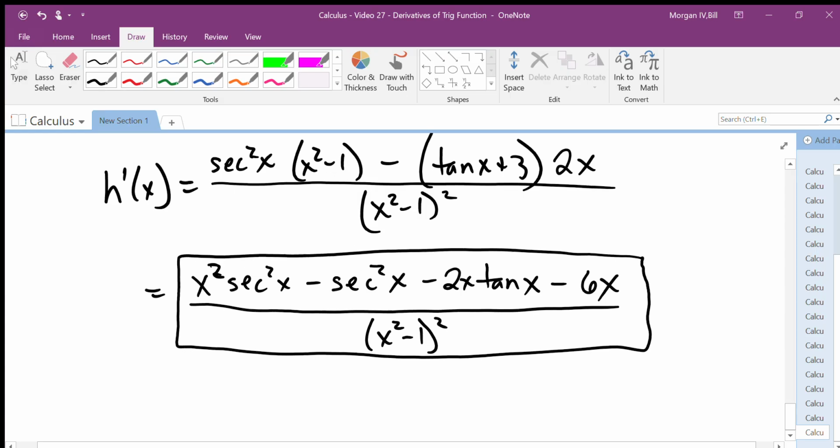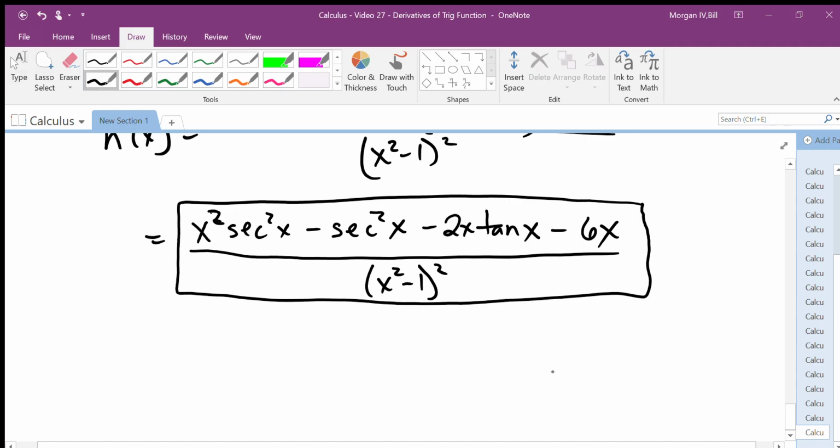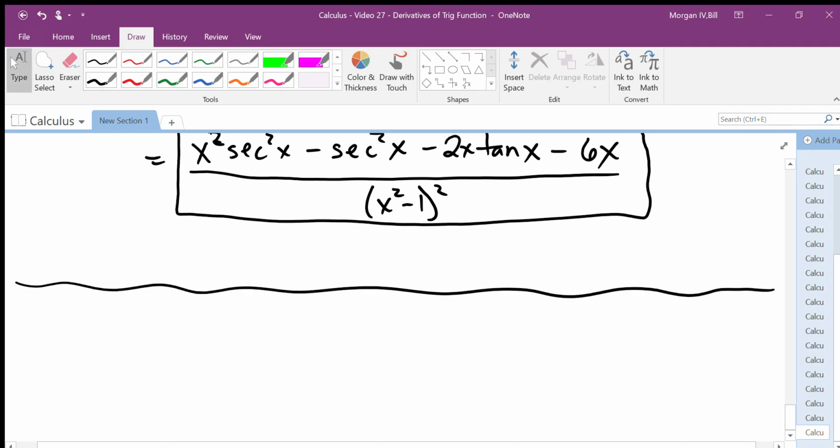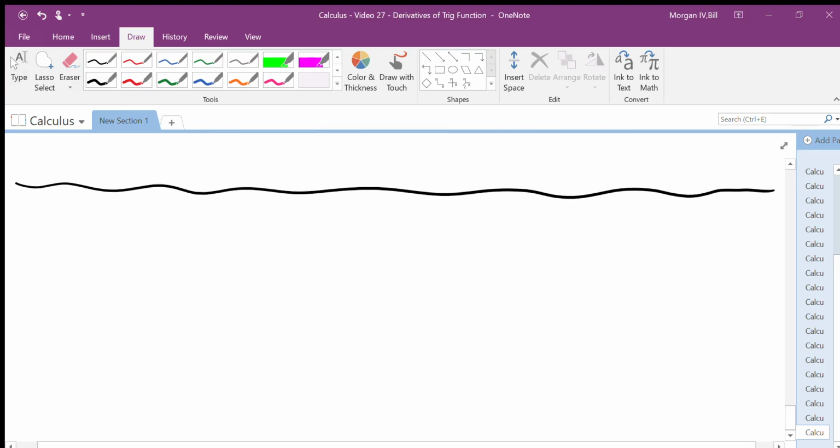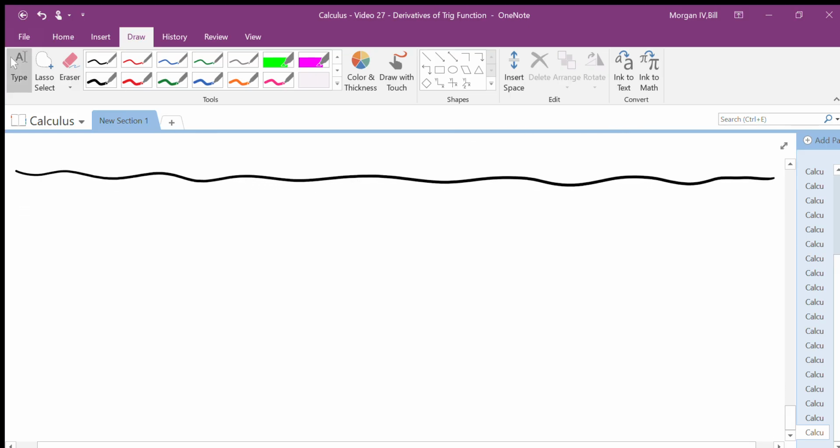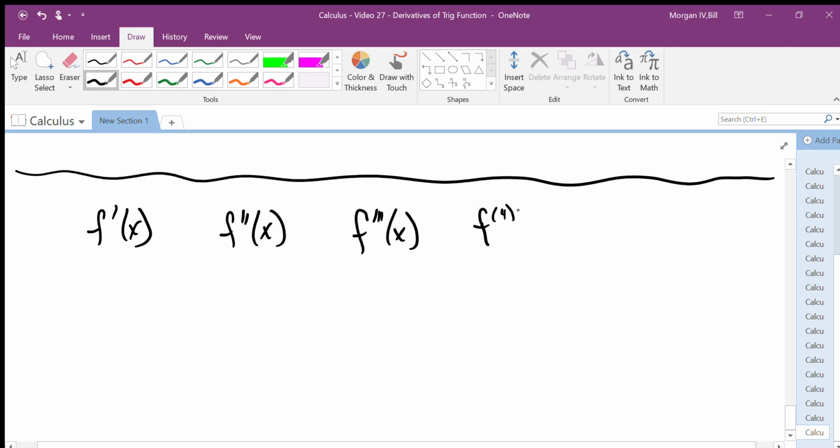Okay. If you remember, for the next example, we did what are called higher order derivatives. Remember, that's like the first derivative, the second derivative, the third derivative, the fourth derivative, the fifth derivative, whatever. Let's try a higher order derivative with a trig function. And let's start with sine of x. f of x equals sine of x. Sounds fun.